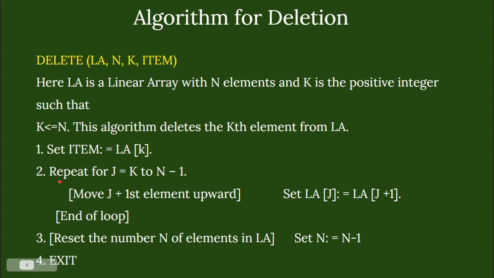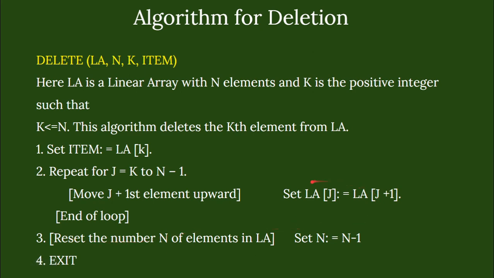For that we repeat for j equal to k to n minus 1. That means from the position you have deleted till the last position of the array, we have to move the elements upwards. That means you have to push up. So move the (j+1)th element upward. That is done by setting LA[j] equal to LA[j+1]. Let us see the example to easily understand this concept.